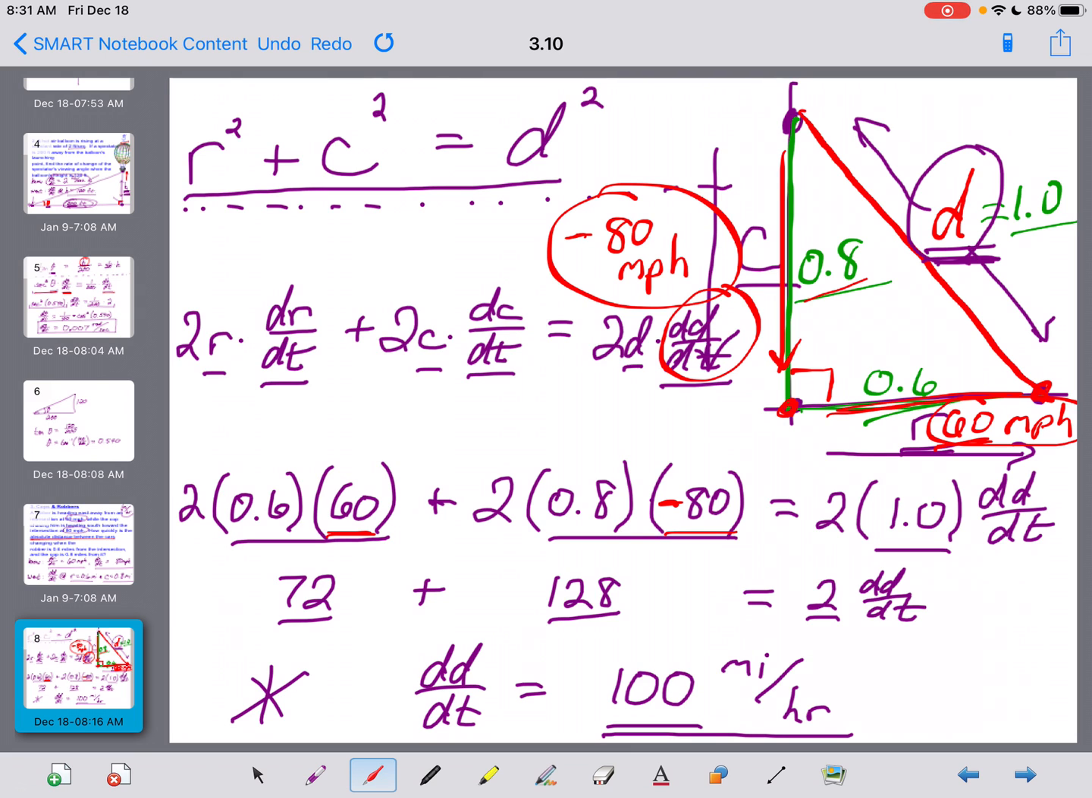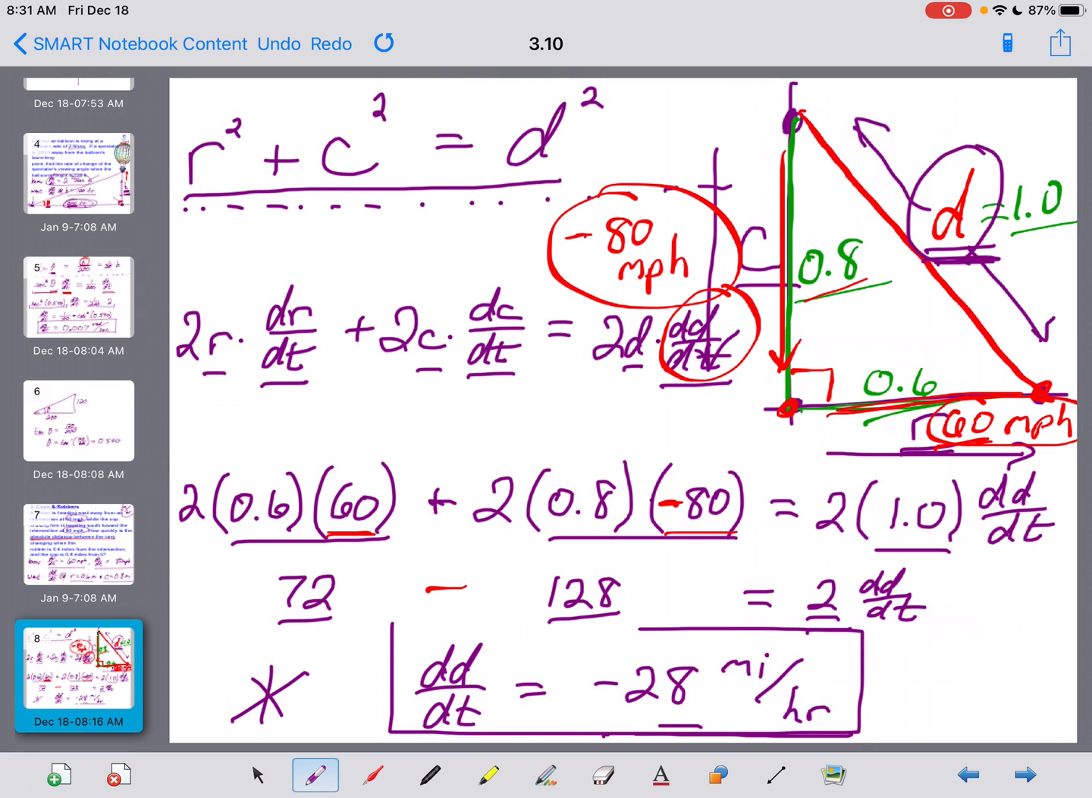So what does that change for us, everybody? That means that this beautiful plus right here really should have been a minus. Shoot. So now that changes quite a bit, actually. Let's get rid of that. The 72 minus the 128, I do believe, is going to give us a negative 56. And when we divide that negative 56 by 2, I think we're going to get a negative 28 miles per hour.